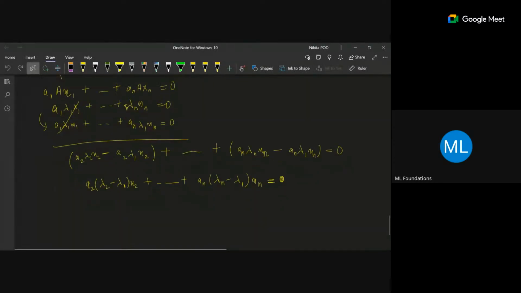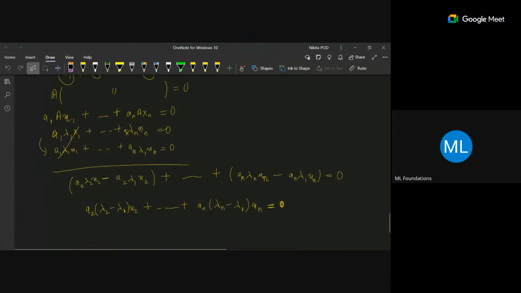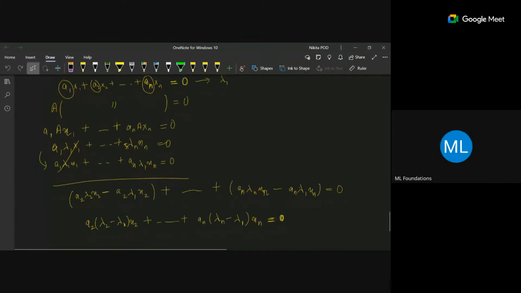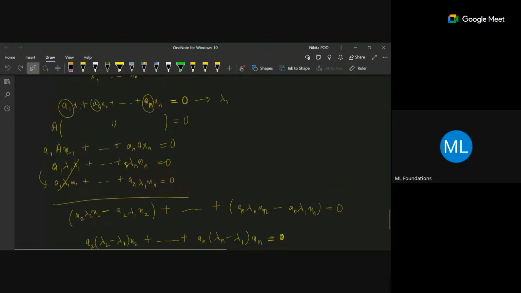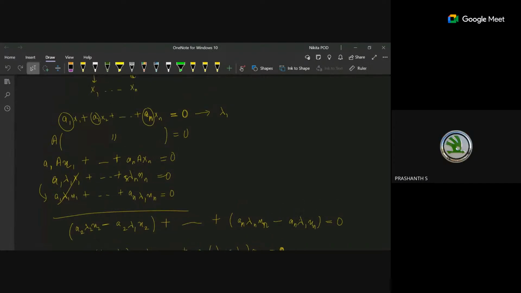Okay, we'll continue this proof. Just give me some time. I think we can multiply the initial equation with lambda 2 minus lambda 1. Lambda 2, initial equation, this one. Yeah, this one. If we multiply it with lambda 2 minus lambda 1, we'll get a1.